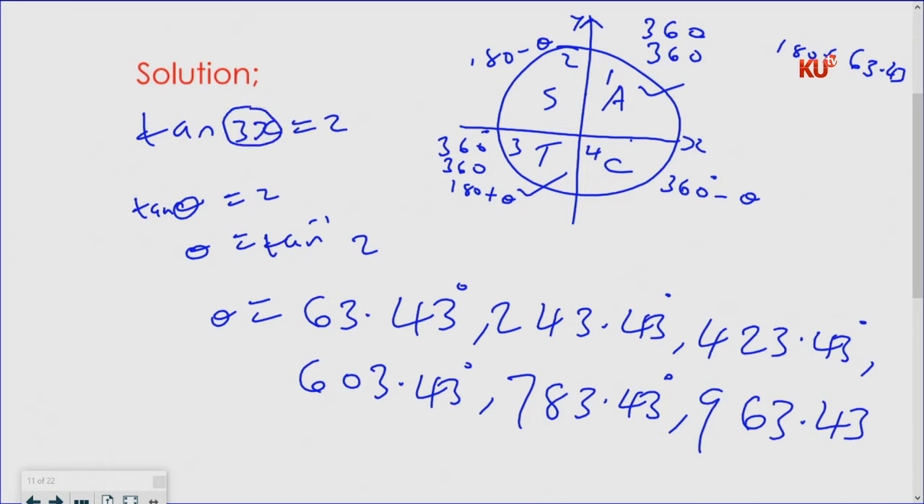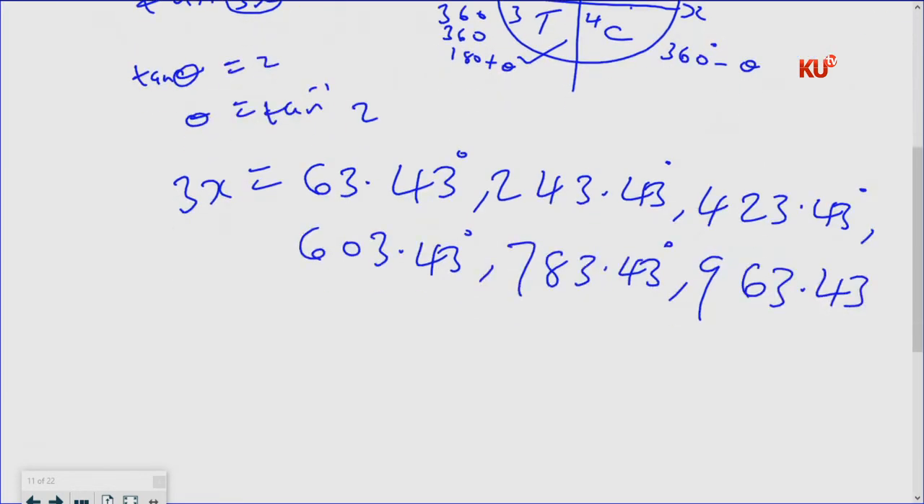Remember, this is now the point where you need to factor out your 3x. Remember, we had avoided this 3x and we said let theta be equal to 3x. So you can now do away with this and say 3x is equal to all these values. So we need to get the values of x. How do you get the value of x, learner? So you can have this 3x is equal to, take the first angle, which is 63.43.